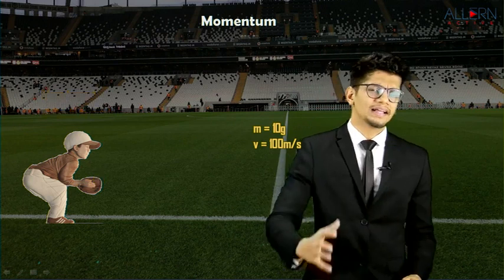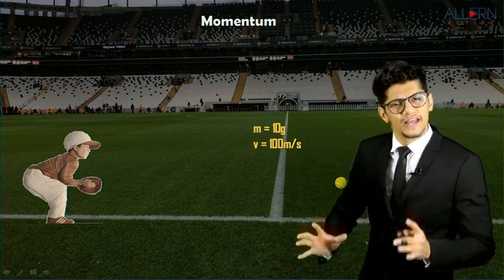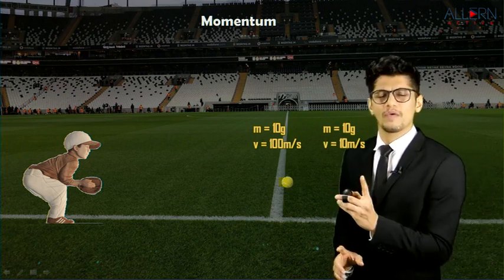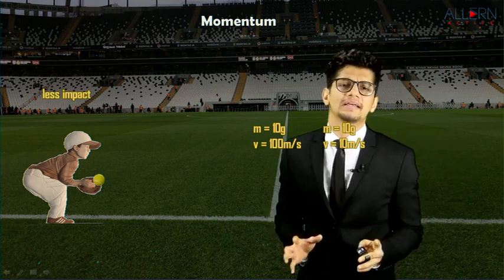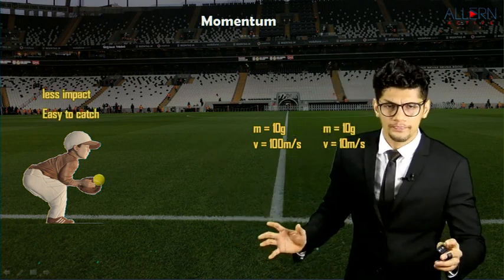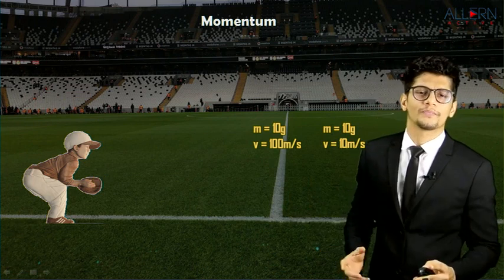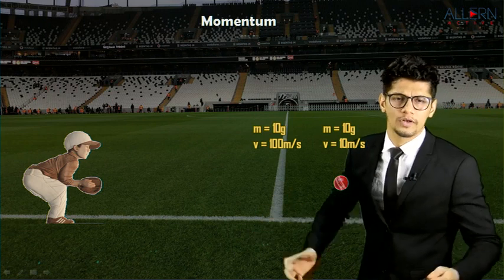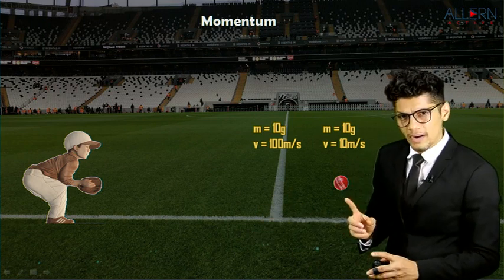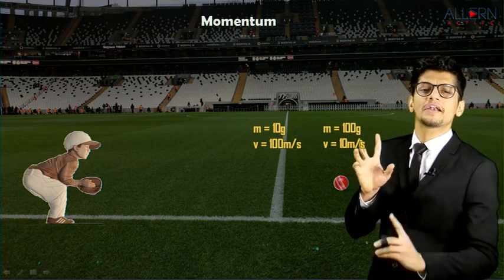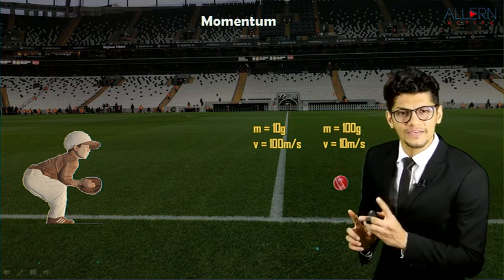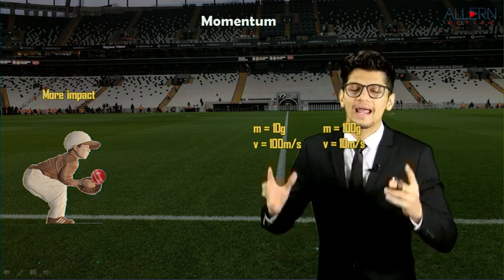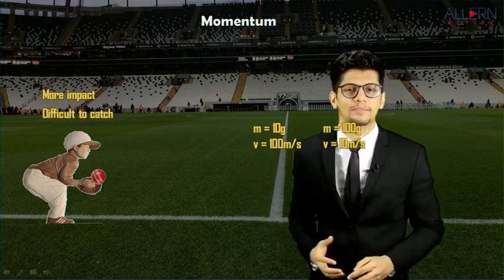Now let us take another example. Now what we'll do is we have the same ball, the same mass, that is 10 grams, and 10 meters per second. We know when we throw this ball, impact would be less and it would be easy to catch the ball. But now we change the ball. Now instead of a tennis ball, we have a cricket ball, that is a leather ball, or we say season ball in layman's terms. Now the mass would not be 10 grams, it would become 100 grams, let's say, for example. Now when we throw this ball with the same velocity, we know that the impact would be more and it would be slightly difficult to catch the ball.